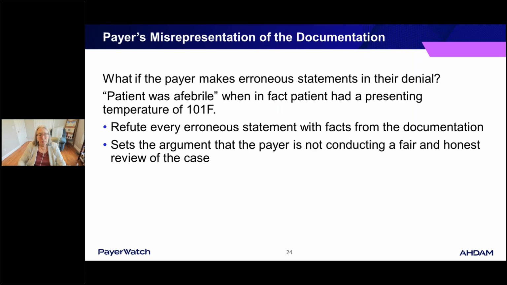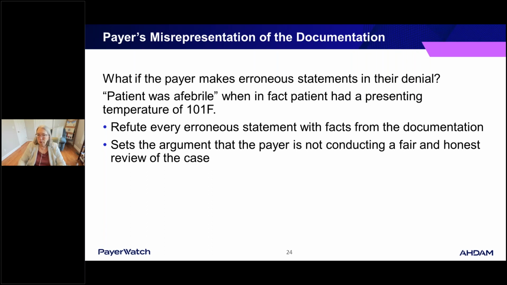Okay, what if the payer misrepresents the documentation? If the payer makes erroneous statements in the denial, they say the patient is afebrile, and in fact, the patient is presenting with a temperature of 101. Definitely, you want to refute every erroneous statement with facts from the documentation, and that's one of the first things that we do in our appeal: we pull out and point out mistakes that the payer has made in giving their denial rationale. One of the reasons that we do that is it sets the argument early that the payer is not conducting a fair and honest review of the case.